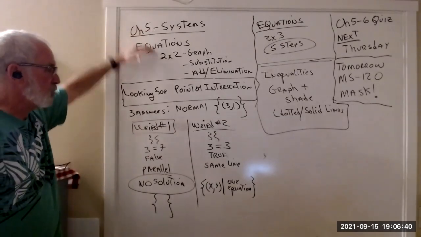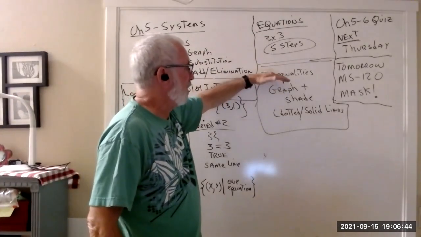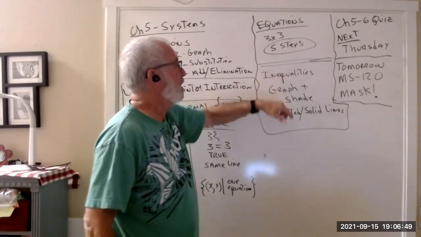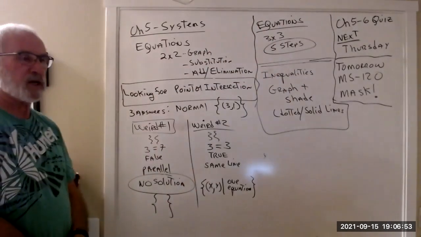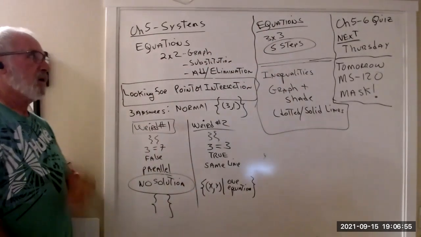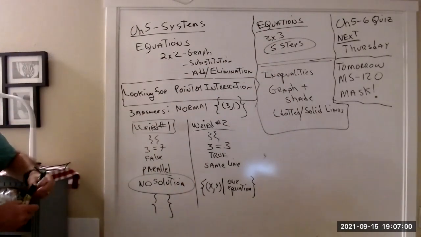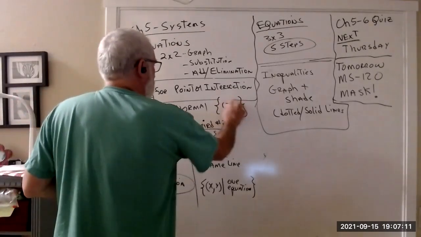Okay, we have equations or we have inequalities. If they're inequalities, we have to graph and determine where to shade. If they're equations, then we find the point of intersection. And right there is an entire review of chapter 5. Any questions?